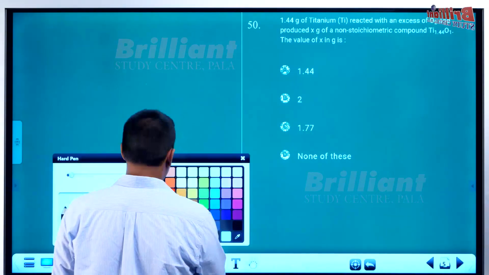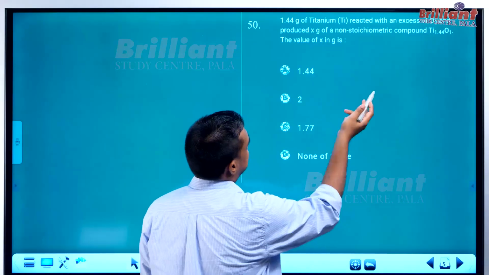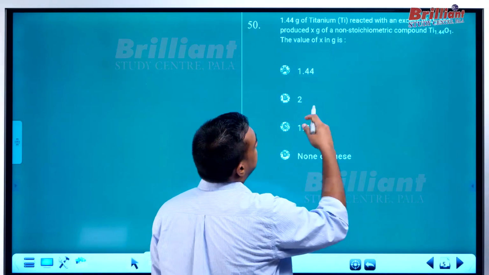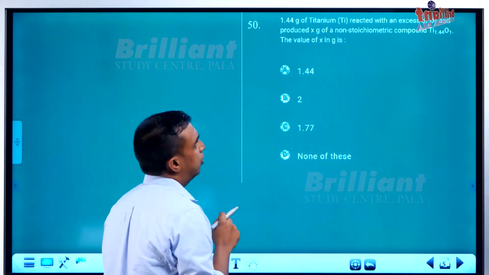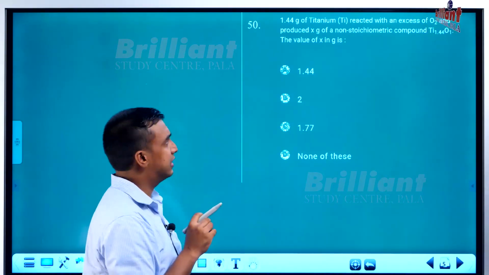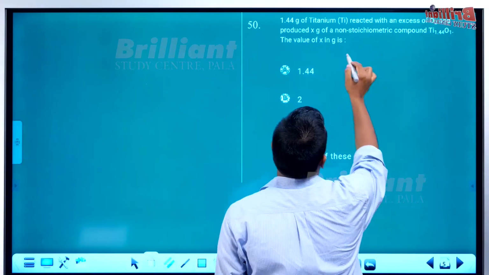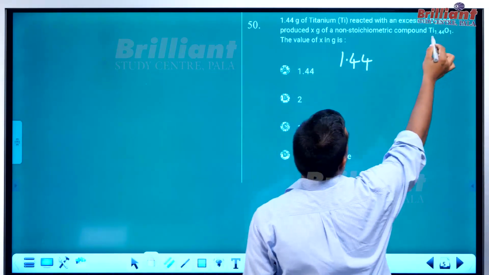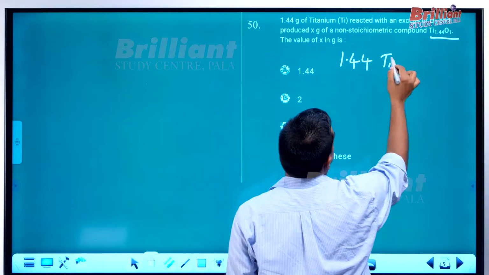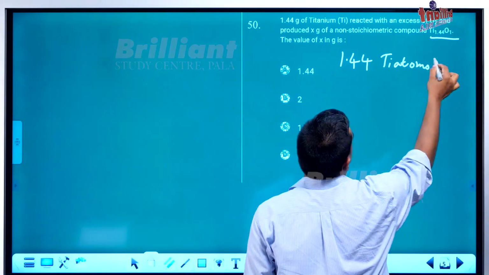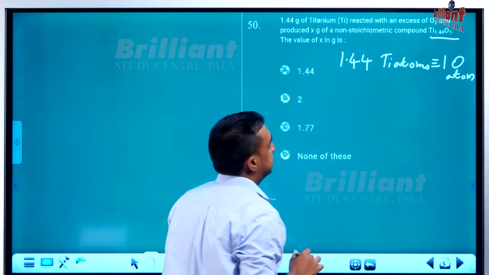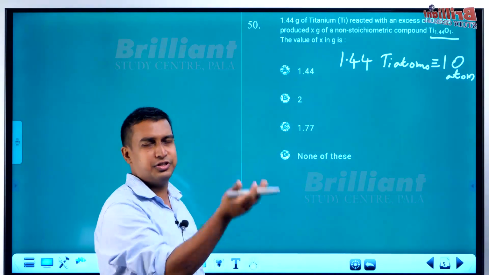1.44 gram of titanium reacted with an excess of O2 and produced X gram of a non-stoichiometric compound Ti1.44O1. The value of X in gram is, let's look. I'll look only at this first, and then we can connect. 1.44 titanium atoms will combine with 1 oxygen atom. That is the stoichiometric ratio, and I make a connection there.